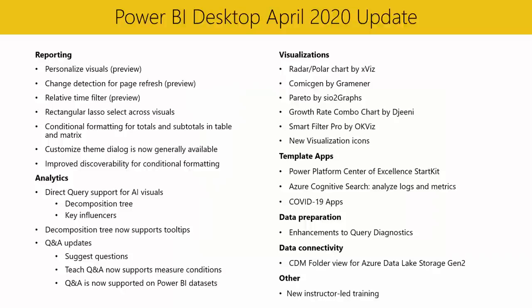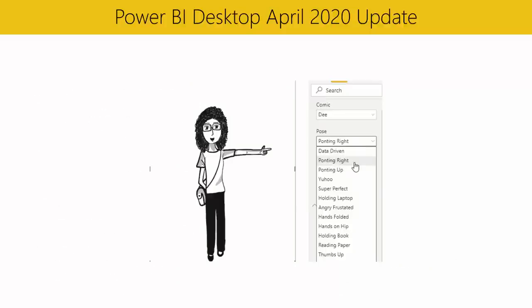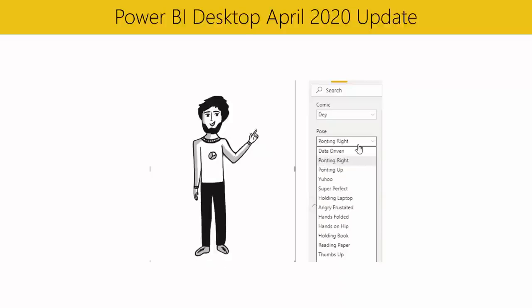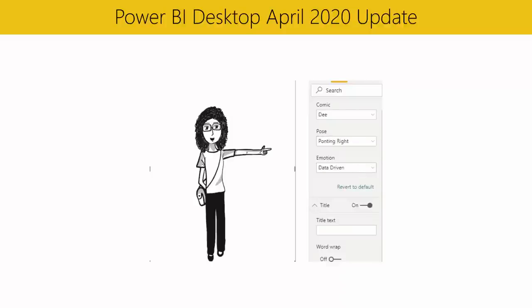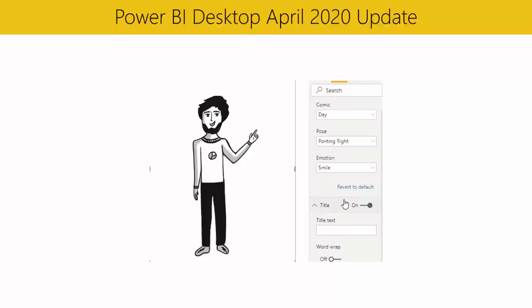Next is Comicchen by Gramina, a visual which adds comic characters to your reports whose emotions, pose, and angle can be controlled by data.